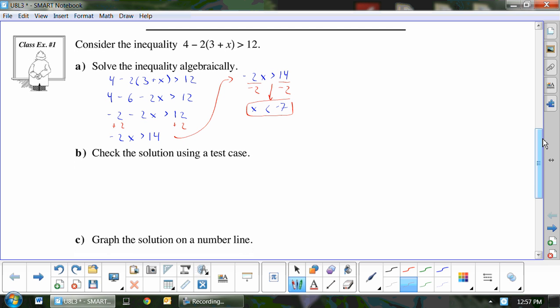And then they ask us to check the solution using a test case. So when we choose a test case, kind of like in the last unit, we just want to choose something that fits with this. So we need a test number that's less than negative 7. See, just like in the last unit, we want to make it as simple on us as possible. So you could choose a number like negative 7.65932, or you could choose a number like negative 10. So in your notes, you can choose one, but in my notes, I'm going to do negative 10.